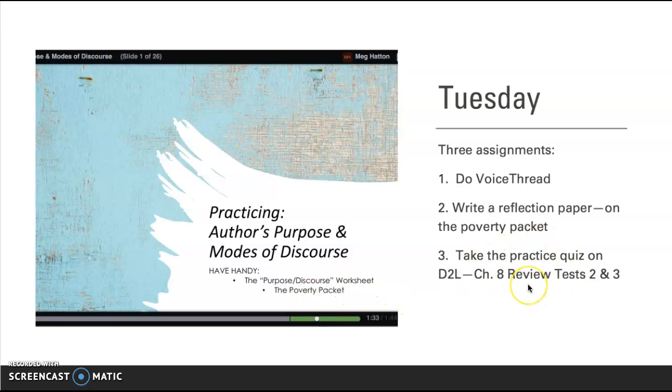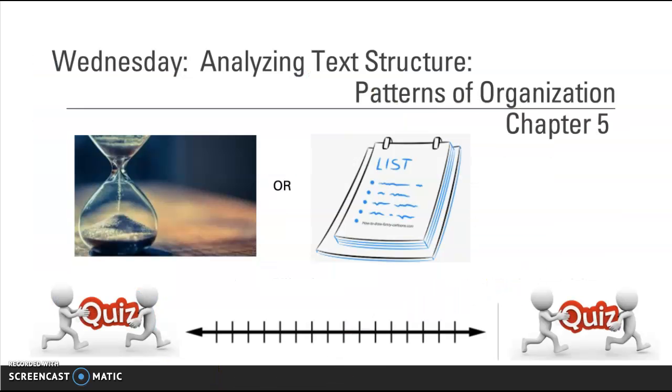Also, you'll have some practice quiz on Chapter 8, and that also will be linked. So that's what you're going to be doing on Tuesday. And on Wednesday, we're going to leave author's purpose and modes of discourse, and we're going to start getting a little bit narrower. You're going to have a quiz on tone, and then you're going to dive into Chapter 5, which is going to be talking about time, order, and simple listing.